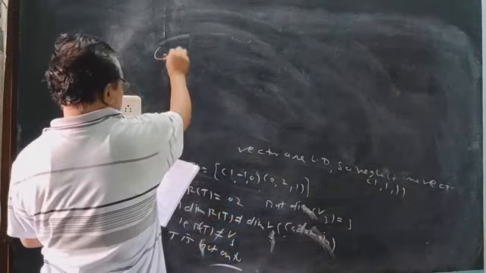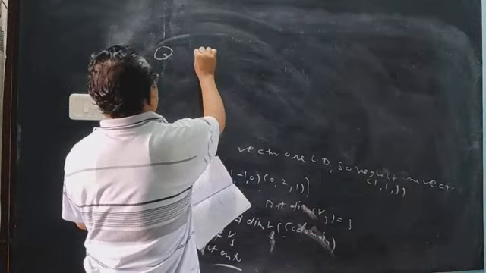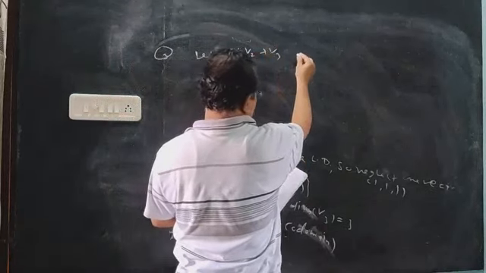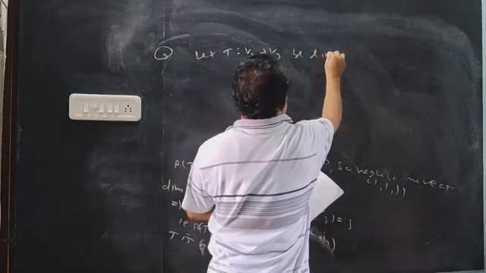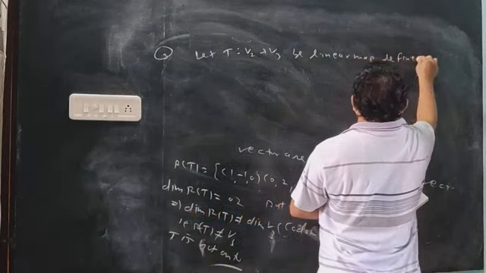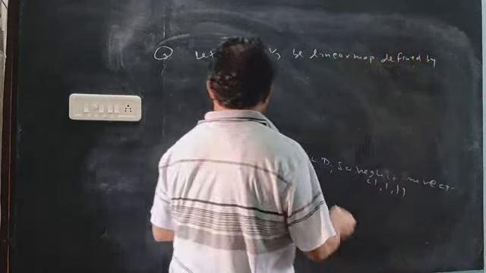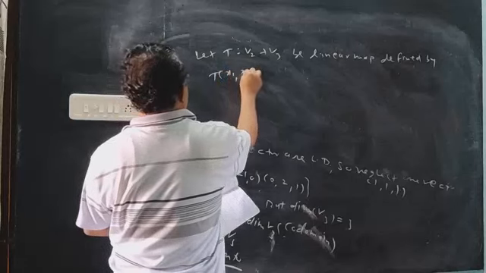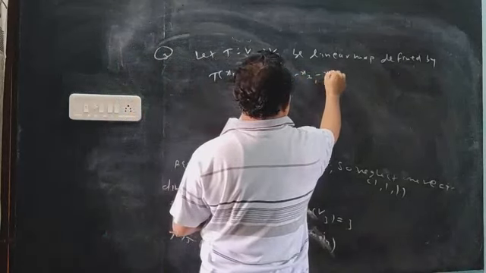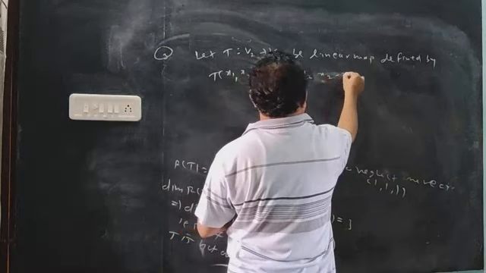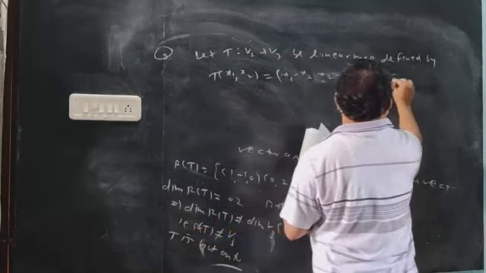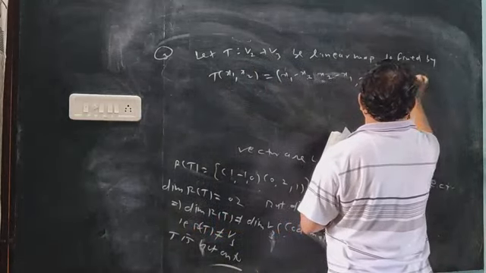Again, an example on 1-1 and onto. Let T be a mapping from V2 to V3, a linear map defined by T of (x1, x2) equals (x1 minus x2, x2 minus x1, and minus x1). The question is: show T is 1-1.